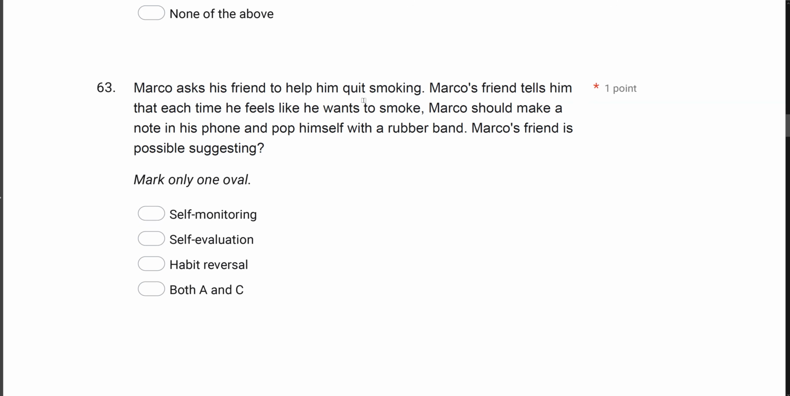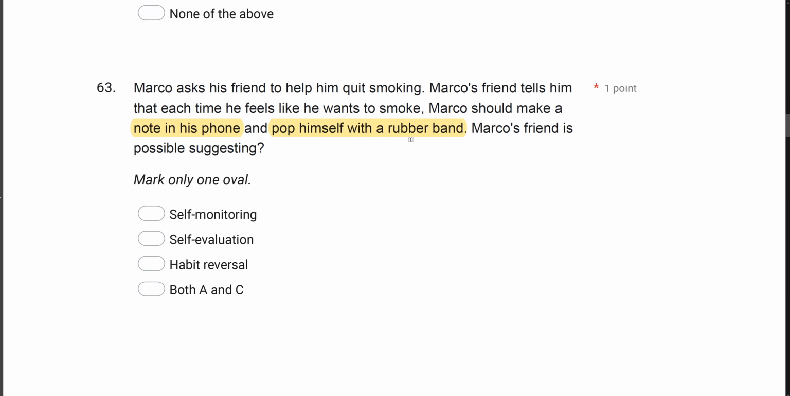So we know Marco's friend told Marco that when he wants to smoke, make a note and pop himself with a rubber band. So essentially, Marco's friend is having Marco monitor himself for smoking. So A, self-monitoring, looks great.